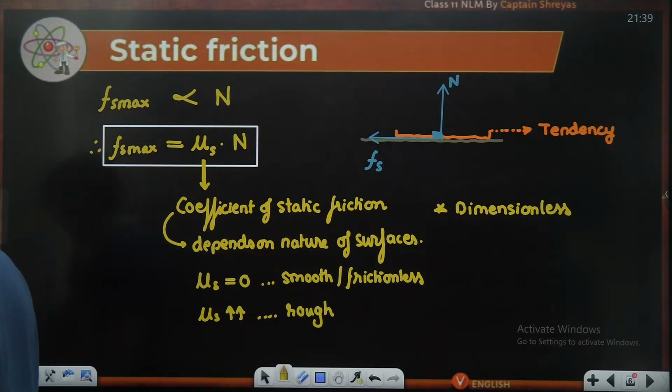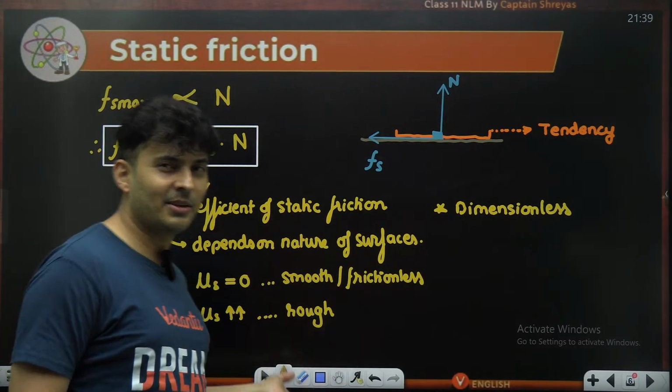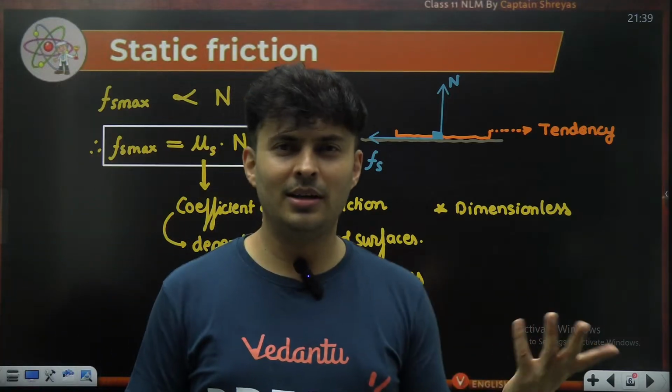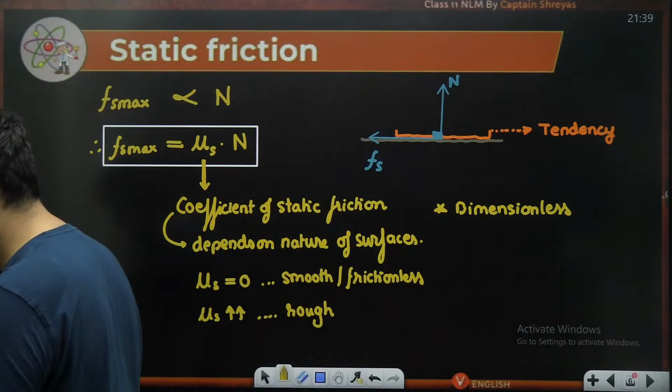The maximum value of static friction is called limiting friction. Yes, you can also call it Fs max. Limiting friction, maximum static friction, all of them are the same things. Is that okay, Dilip? Perfecto.